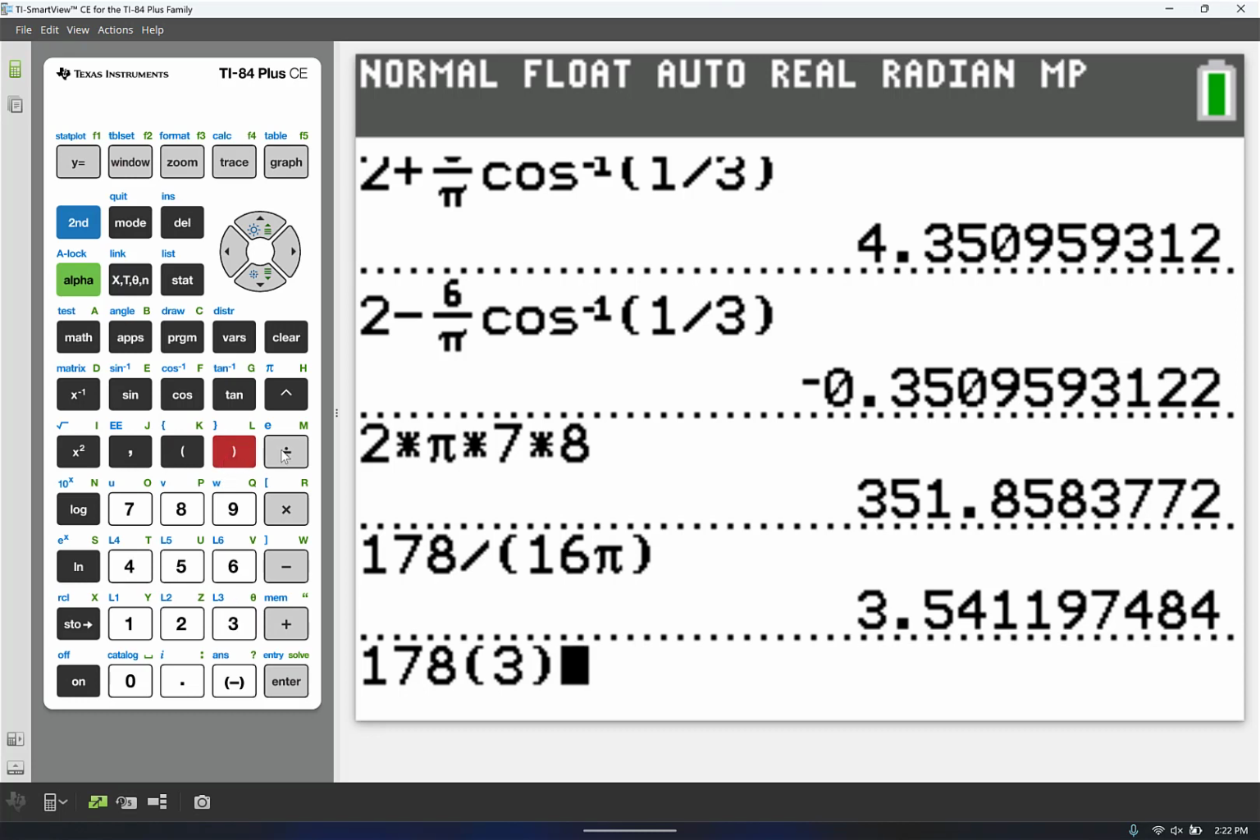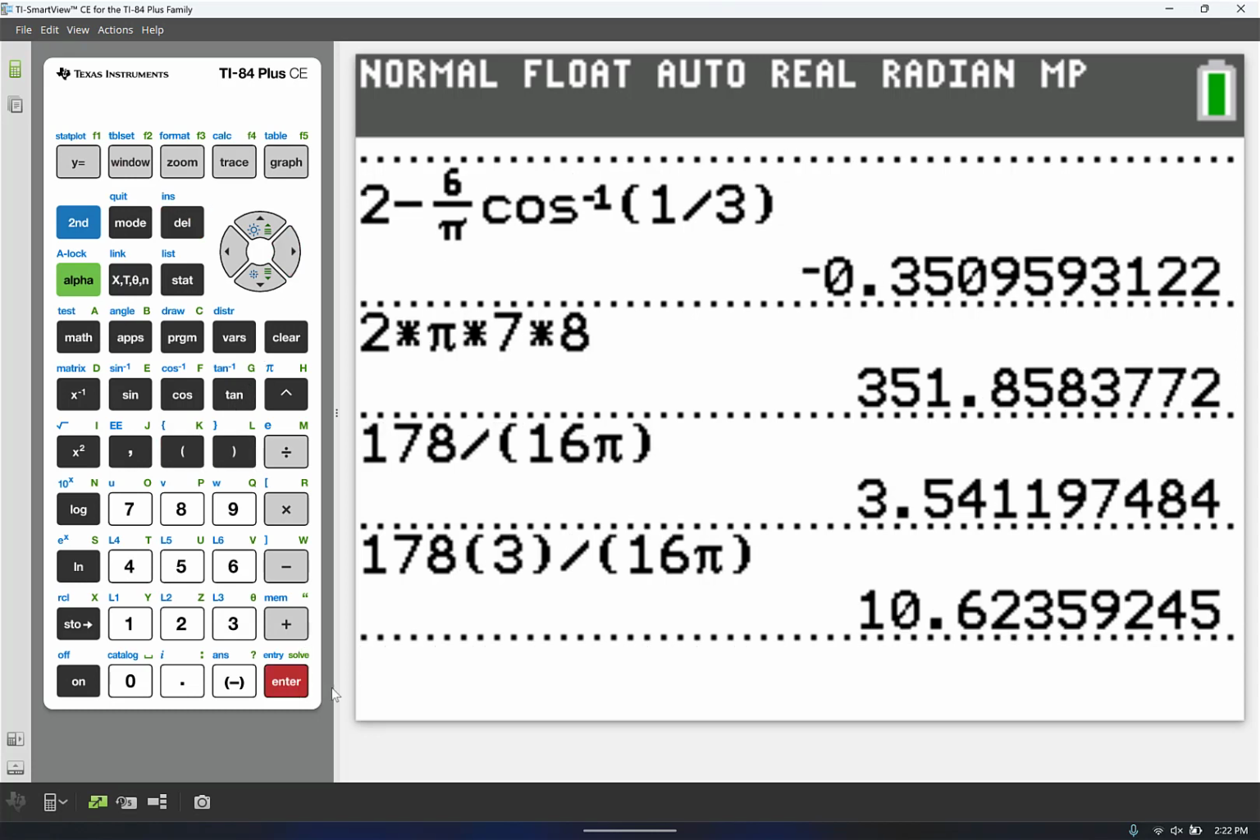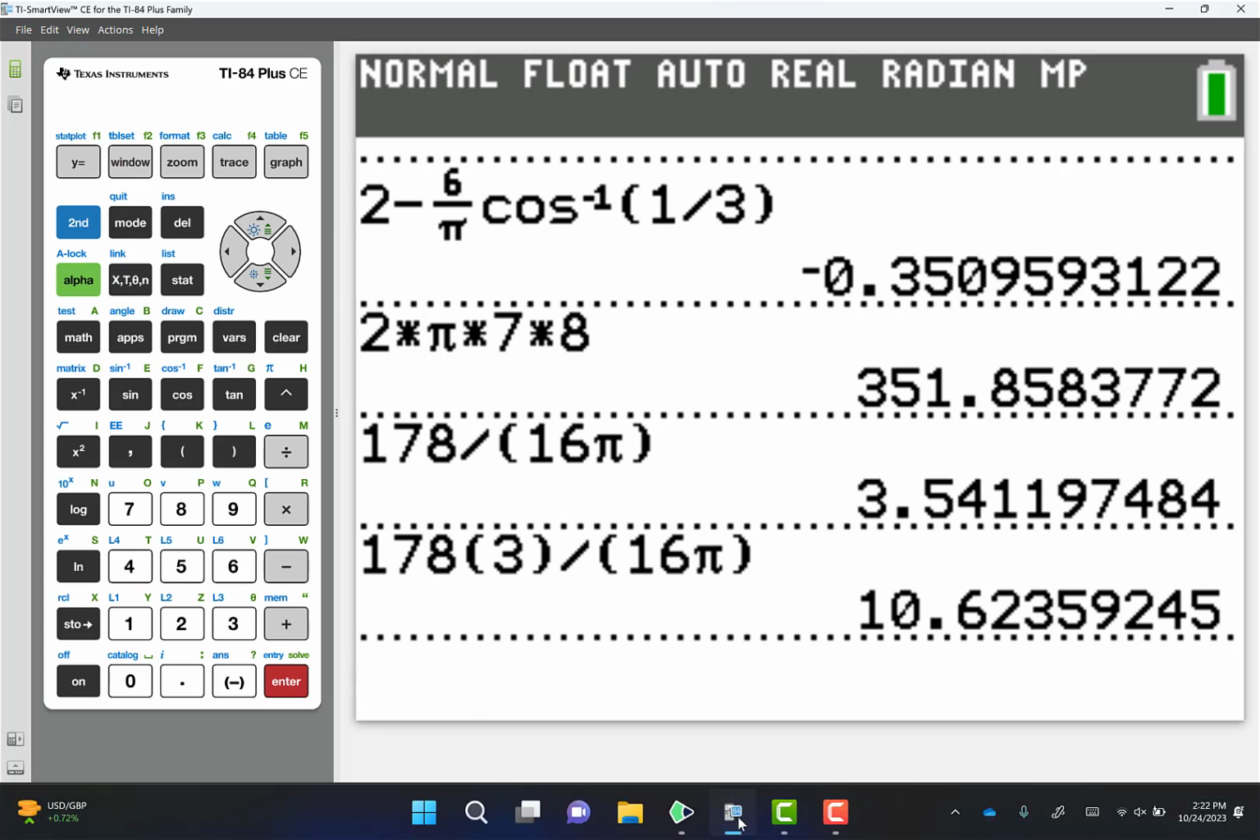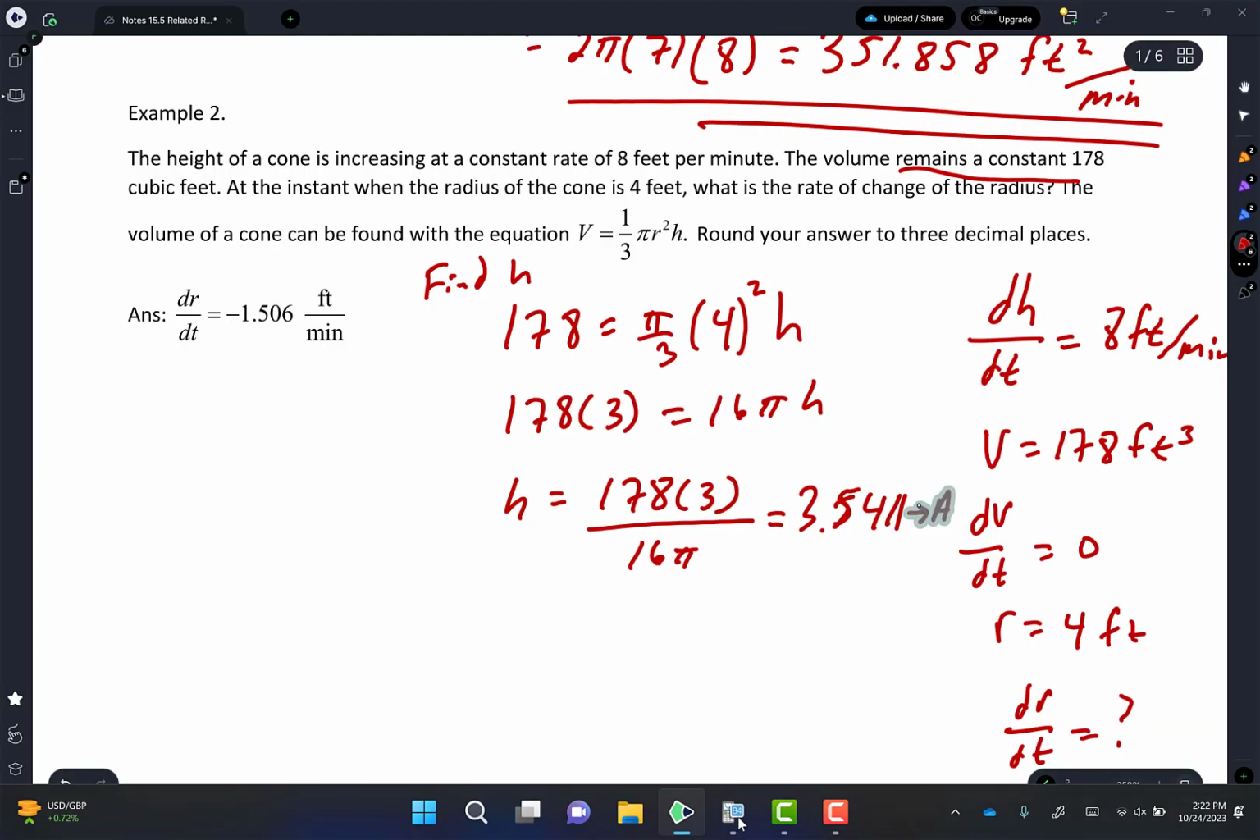178 times 3 divided by 16 pi. Oh, and now I didn't put parentheses, so I would get another error. Second, insert parenthesis, and close it right here. Okay, there we go. Now I'll get it right. 10.623. Did everyone get that?